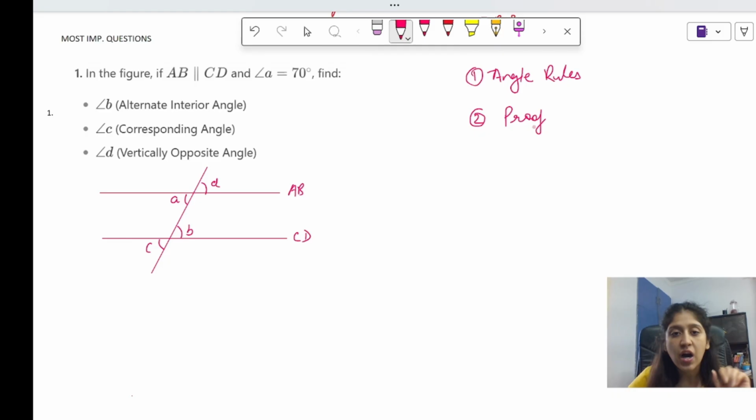In this chapter proofs are very important. I have covered certain proofs in this lecture also, but if you need more proofs, please comment down. I'll make another lecture on that as well. All the geometry chapters which have proofs are very important, because proofs are asked in exams; the examiners like to ask proofs. So I have covered both of them: today in the lecture I have done questions on angle rules and also proofs.